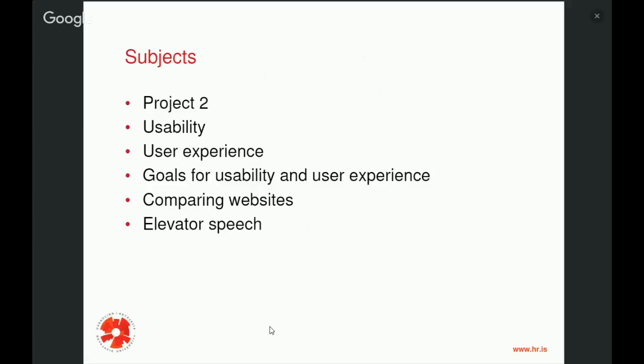So I wanted to talk about, first of all, project 2, and then talk about these fundamental things about usability and user experience and how we can set goals for these two concepts. Then I would like to talk about how you can compare websites and how you can make an elevator speech. And this is for the 2 lectures.